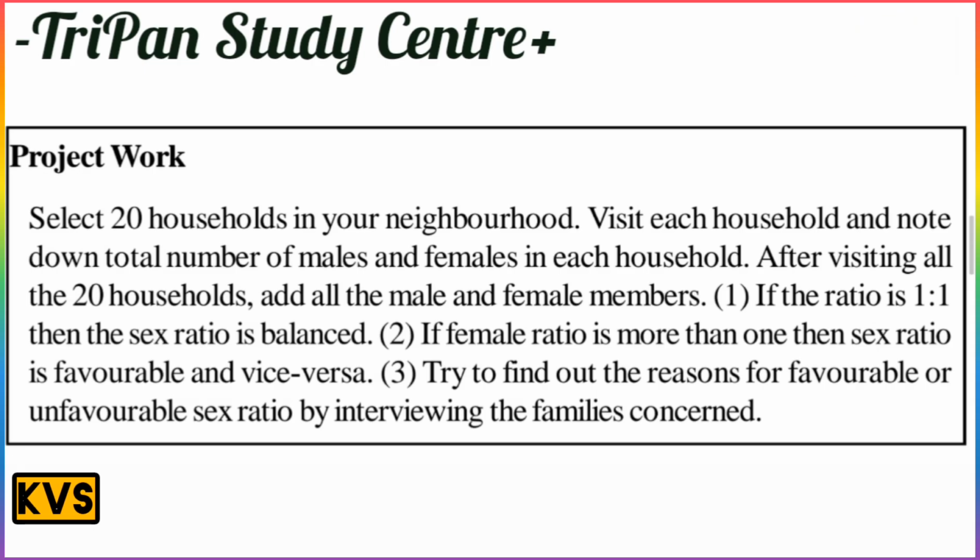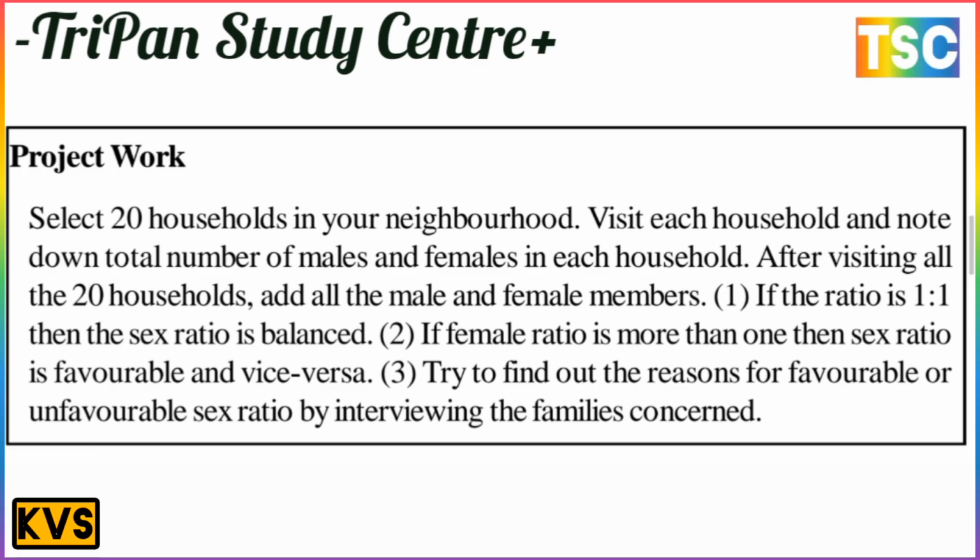The next point is project work. Project work is the most important thing to do here. Select 20 households in your neighborhood, visit each household and note down the total number of males and females in each. After visiting all 20 households, add up all the male and female members. If the ratio is 1:1, then the sex ratio is balanced. If your female ratio is more than 1, then the sex ratio is favorable, or vice versa. Try to find out the reasons for the favorable and unfavorable sex ratio by interviewing the females concerned. This is a most important project work. Do it.